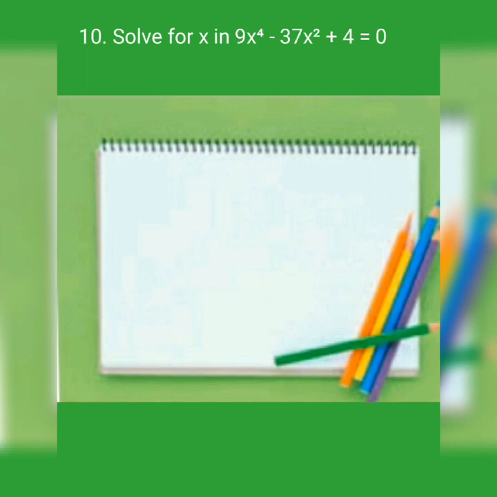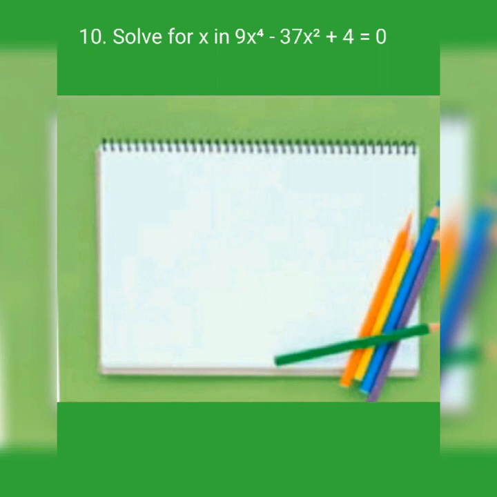Solve for x in 9x to the 4th power minus 37x squared plus 4 is equal to 0. First, get the possible rational zeros by getting the factors of the constant over the factors of the leading coefficient, which are 4 over 9. The factors of 4 are positive negative 1, positive negative 2, and positive negative 4, while the factors of 9 are positive negative 1, positive negative 3, and positive negative 9. So the possible rational zeros are positive negative 1, 2, 4, 1 third, 2 thirds, and 4 thirds. We can use any of these possible rational zeros.